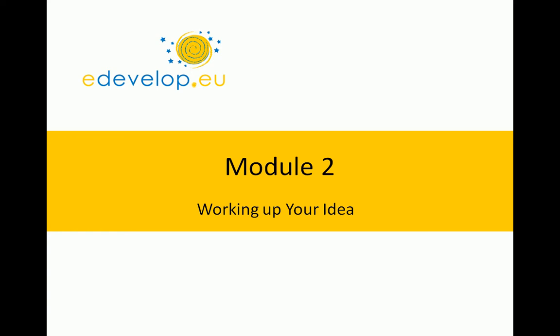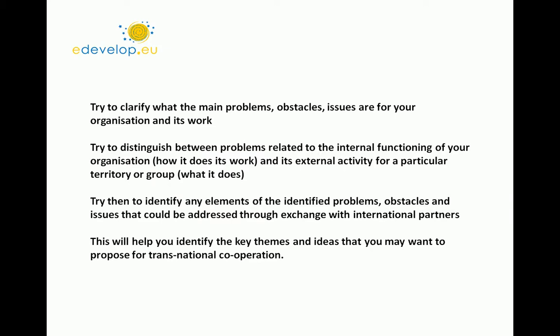Okay, so we're now looking at how concretely you can work up your idea with your own colleagues. We'd suggest that at this point what you want to do is to try to clarify the main problems or obstacles or issues for your organisation and its work. Try to distinguish between problems related to the internal functioning of your organisation, that's to say how it works, and its external activity for a particular territory or group. In other words, what it does.